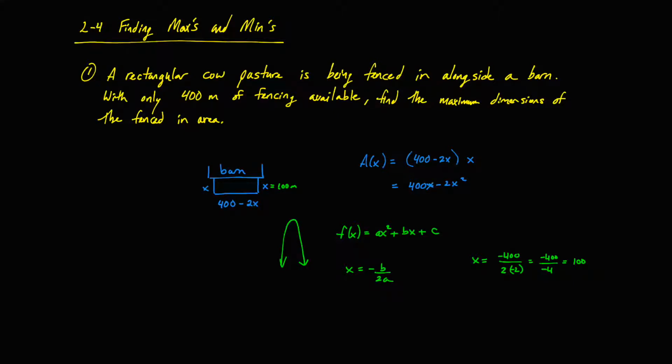Now we're trying to find the maximum dimensions, right? We're looking for the dimensions. All we have to do is plug that into this right here. So 400 minus 2 times 100 meters is going to give you 400 minus 200, which is simply equal to 200 meters. And there you go. You have your values for your dimensions to get the maximum area.